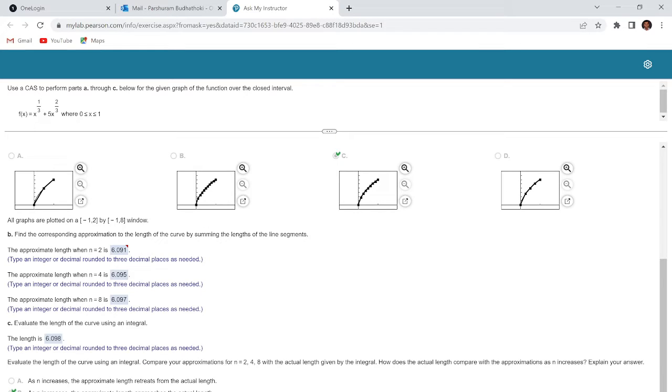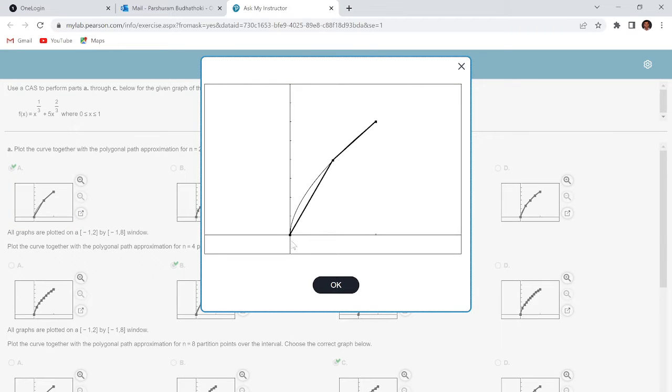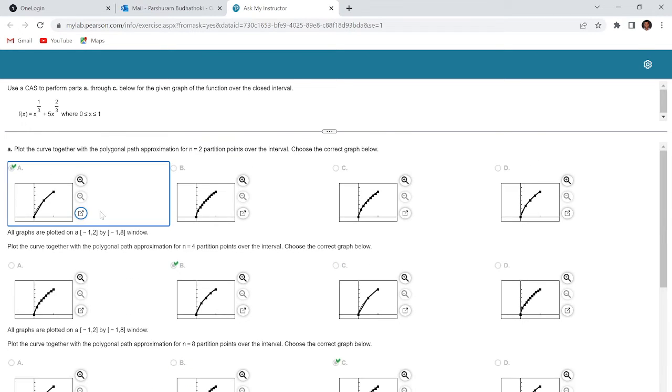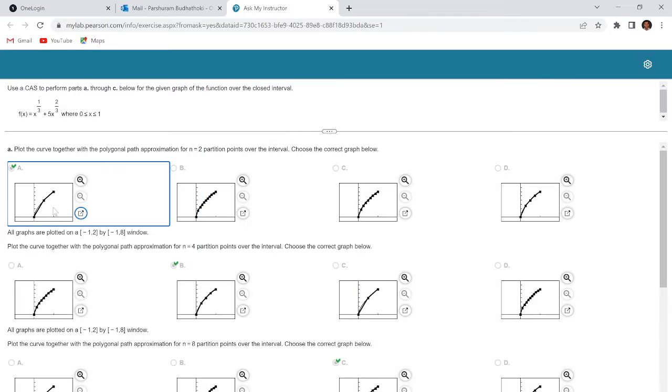As you can see, if you divide your interval into 2 sub-intervals, 4 sub-intervals, 8 sub-intervals, then from part A you will be able to find different diagrams. For n equal 2, we're dividing this interval 0 to 1 into 2 sub-intervals, from 0 to half and from half to 1. Now we would like to find the length of this curve by summing the lengths of this straight line from here to here and from here to here. There is a formula for that.